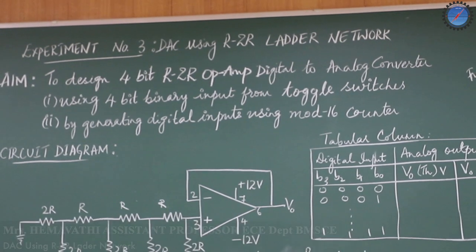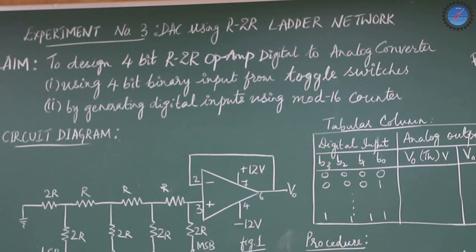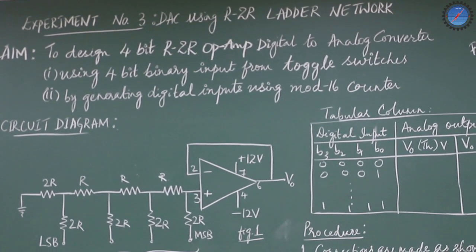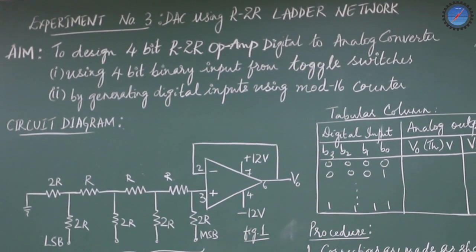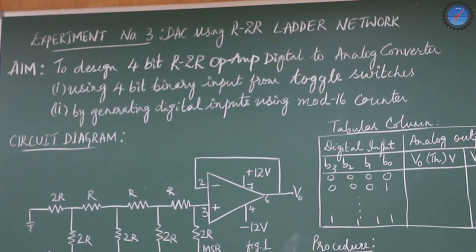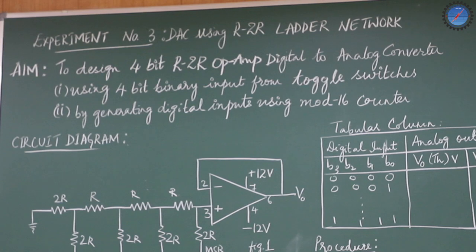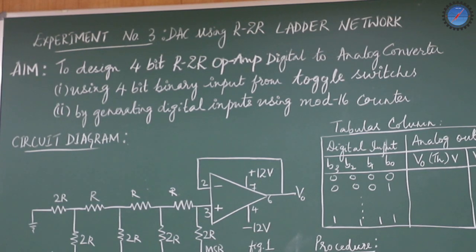Digital to analog converters are commonly used in music players to convert digital data streams into analog audio signals. They are also used in TVs and mobile phones to convert digital video data into analog video signals. And ultra high speed DACs are employed in optical communication systems. So these are some of the applications of DAC.